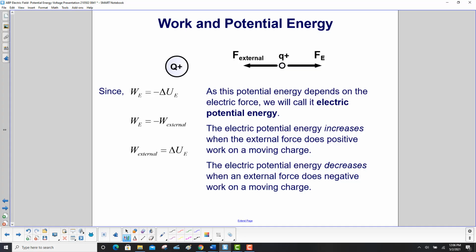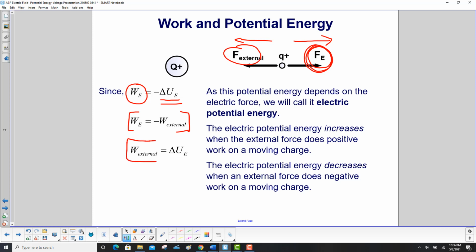Since the work that a field force does, and in this case it'll be the electric force, is equal to the negative change in potential energy, we also know that the work that the external force does is opposite and equal to the work that the electric field force does. So here's the electric field trying to push the charge away, and here's the external force pushing it in this direction. So we combine those two equations and we find that the work done by the external force will equal the change in potential energy.